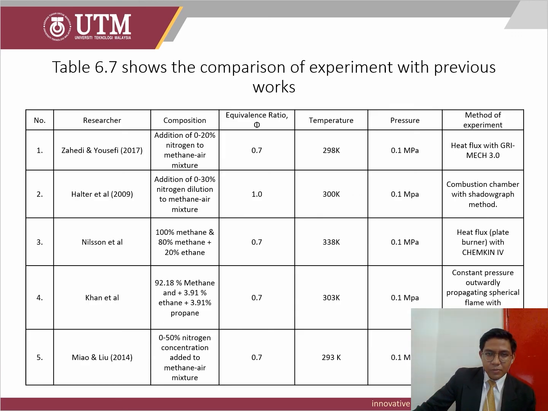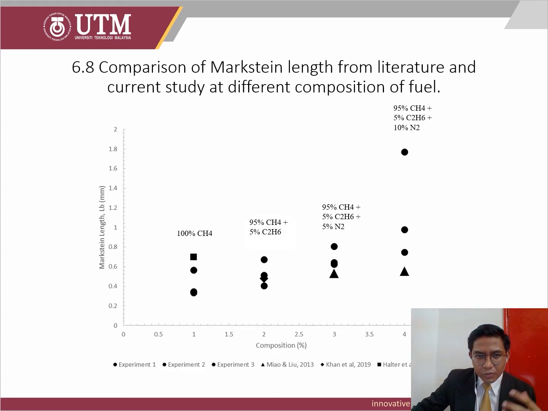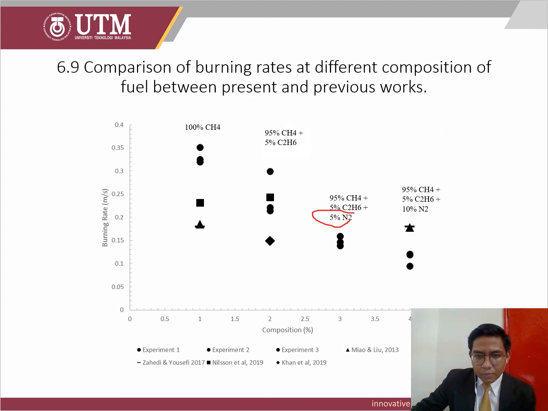So this is a comparison with the previous works. However, from previous work we cannot determine the exact initial conditions or method of experiment, and all of these variables can cause different values of the burning rate and the Markstein length. So this is a comparison of Markstein length from the literature and the current study at different compositions of fuel. As we can see, this graph shows a good trend where increasing the composition of nitrogen increases the Markstein length value, while increasing the composition of nitrogen decreases the burning rate.